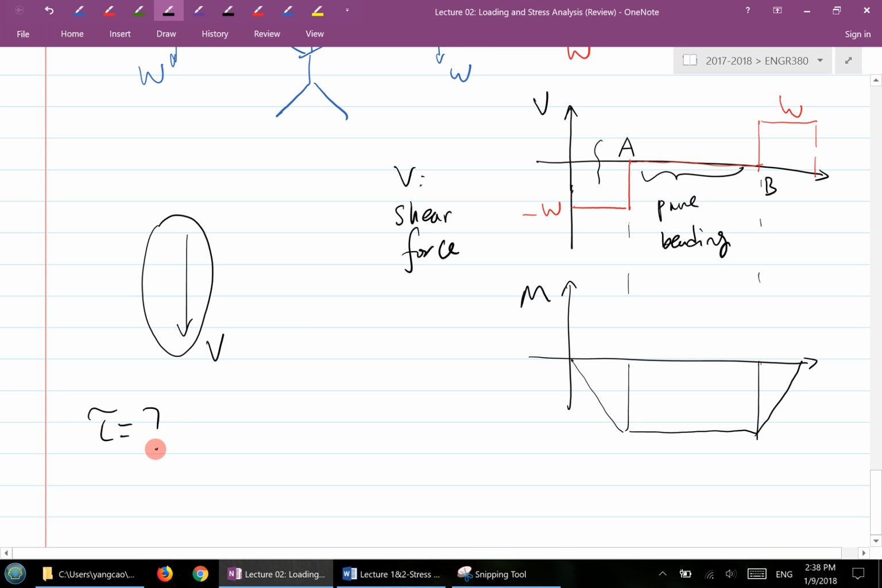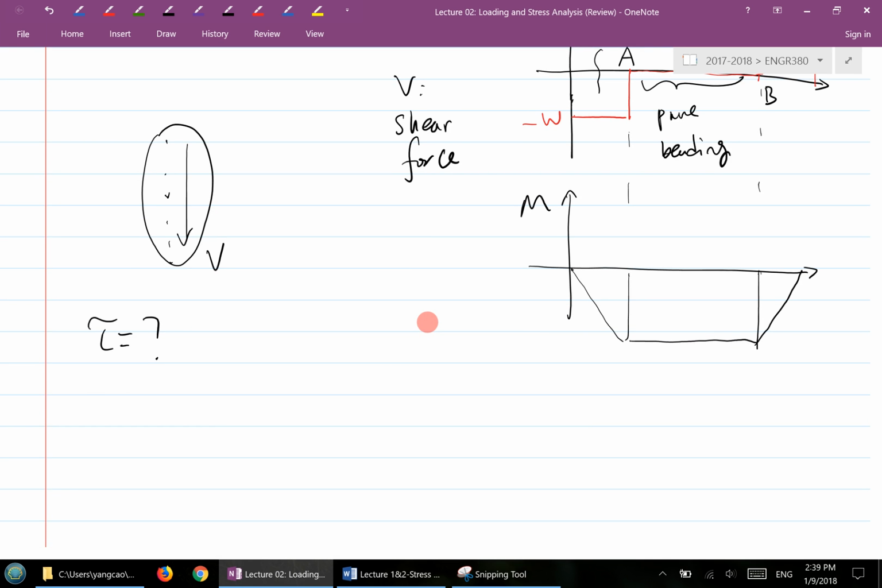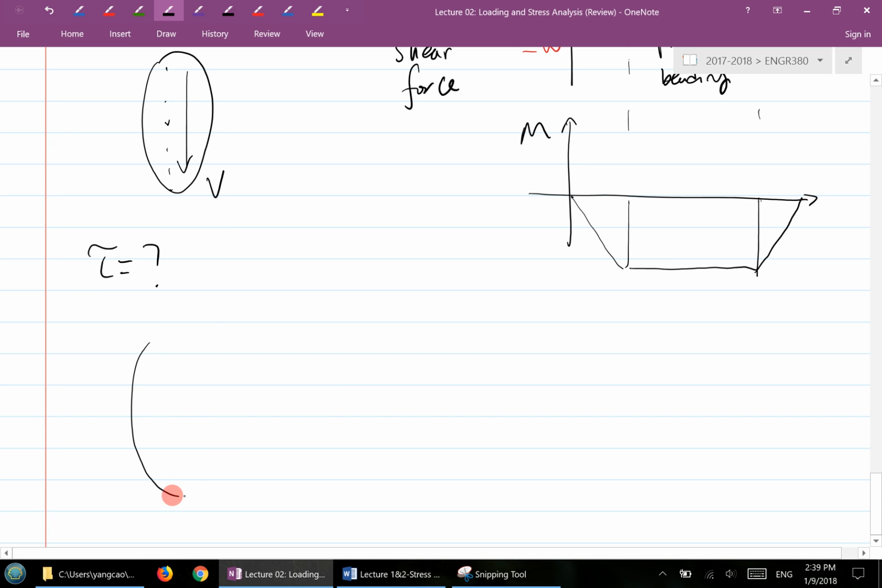What does this tau equal to along this cross section? Now you might answer, well, maybe tau equals V over the area, right? But it's not. Because if you just use V over area, it's like a direct shear. But the shear stress at different locations will actually have different values. Now, in short, to calculate this tau, I'll redraw the cross section here, something like this. The formula for calculating tau is VQ over IT.